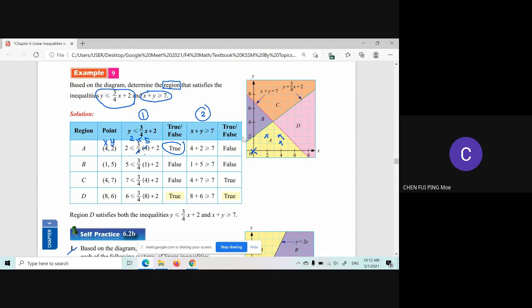And then for the second inequality, substitute x is 4, y is 2. 4 plus 2, getting 6. 6 is greater than or equal to 7. So this one is false. So meaning that region A is not the answer.